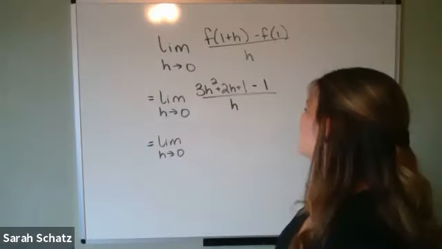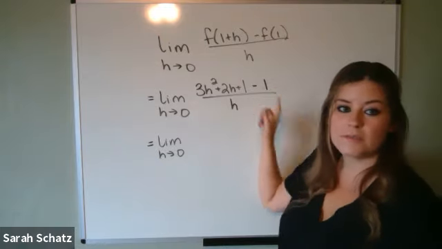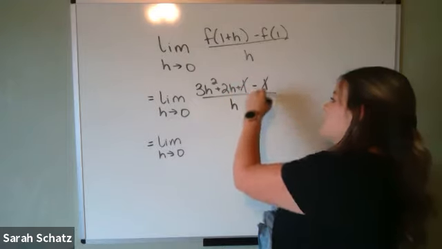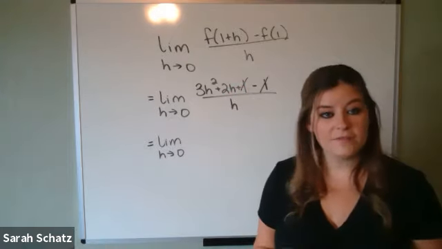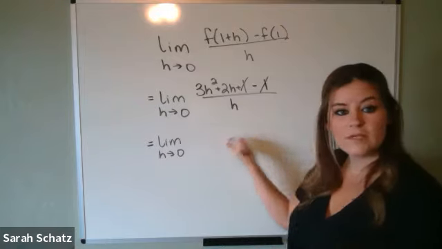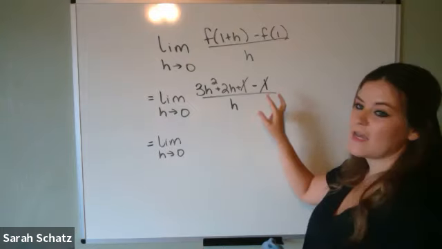Okay, so this 1 minus 1, these are the only two terms up here that don't have an h in them. So it makes sense that they would cancel each other out. And they have to. Guys, if you go to this next line and you have a constant running around, you're not going to be able to complete the problem. So make sure that that happens.